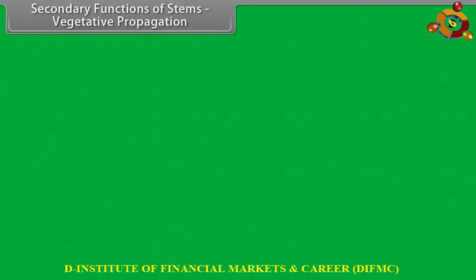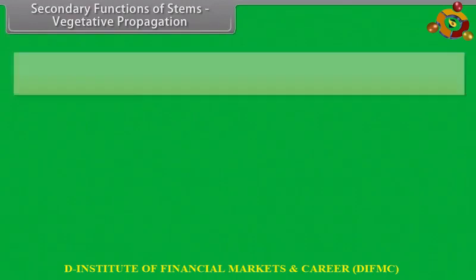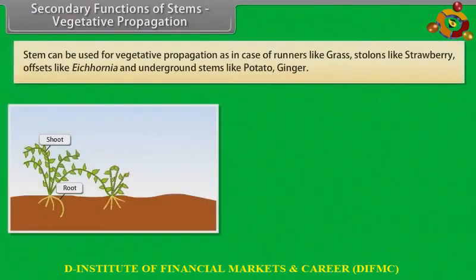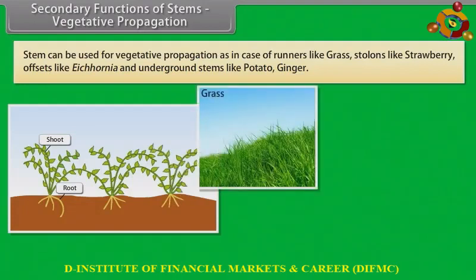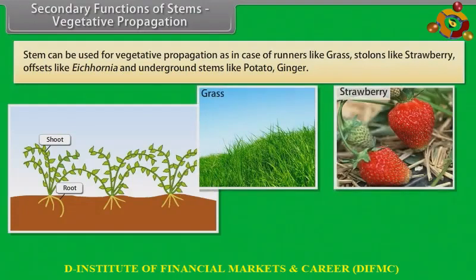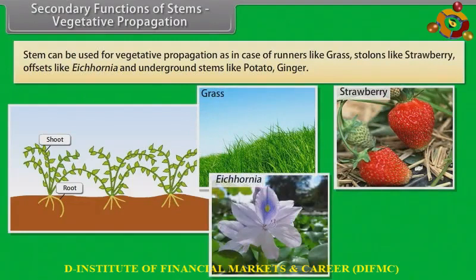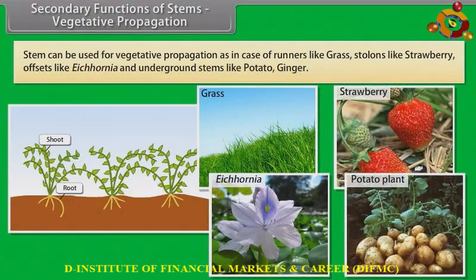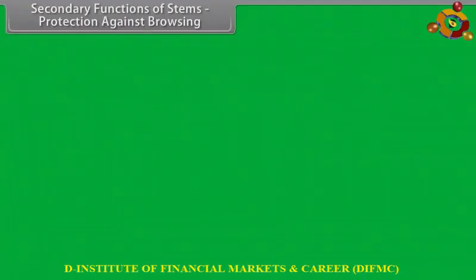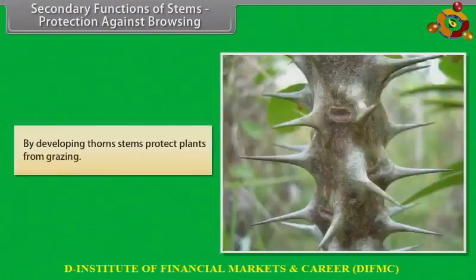Secondary functions of stems. Vegetative propagation. Stem can be used for vegetative propagation, as in the case of runners like grass, stolons like strawberry, offsets like Eichhornia, and underground stems like potato and ginger. Protection against browsing. By developing thorns, stems protect plants from grazing.